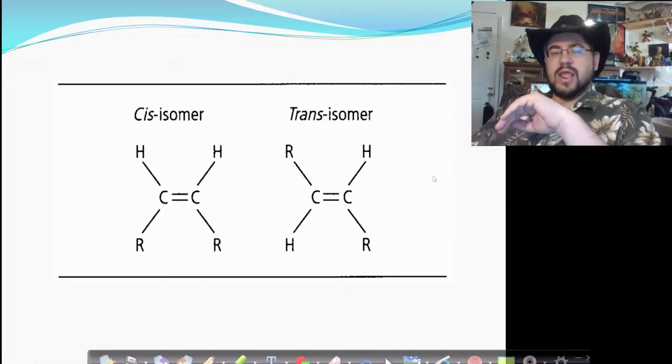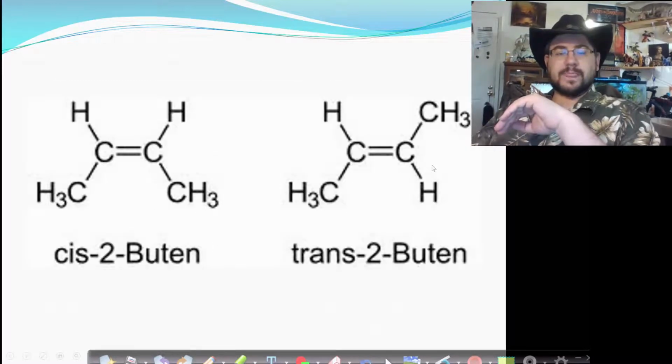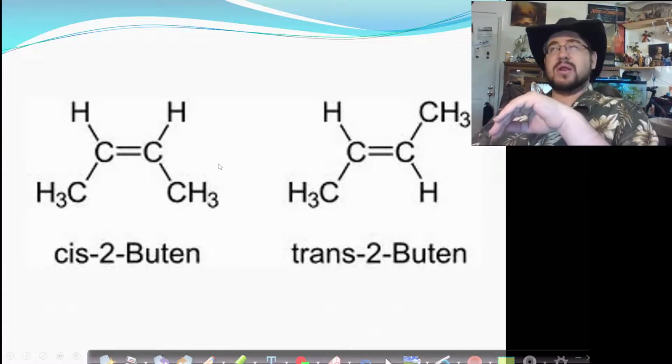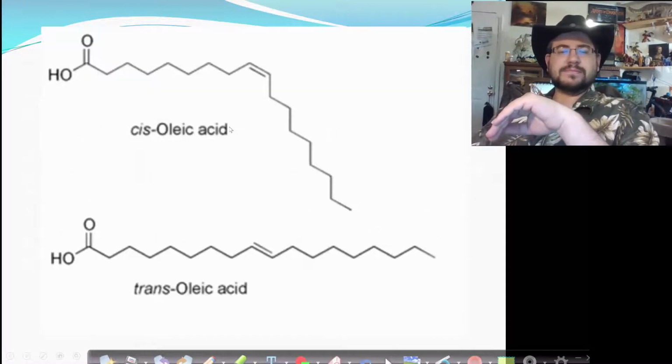The trans isomer. Here's an actual compound, cis-2-butene and trans-2-butene. Probably one of the simplest organic compounds you could get that shows cis-trans isomerism. Isomerity? Whatever. Works for me. All right, and then here's my example with fatty acids. Cis and trans.